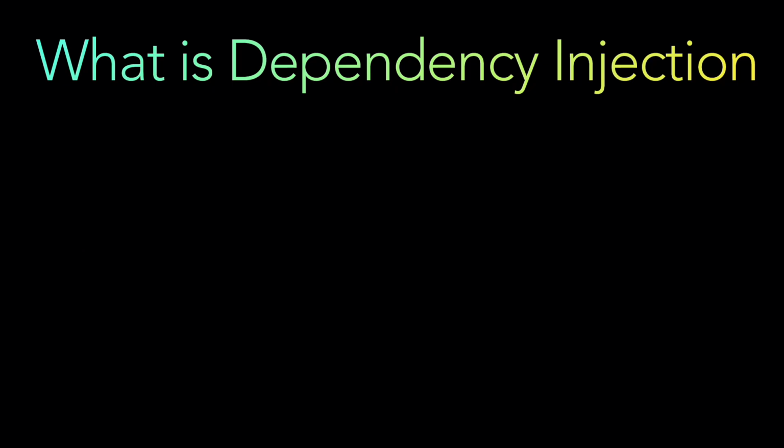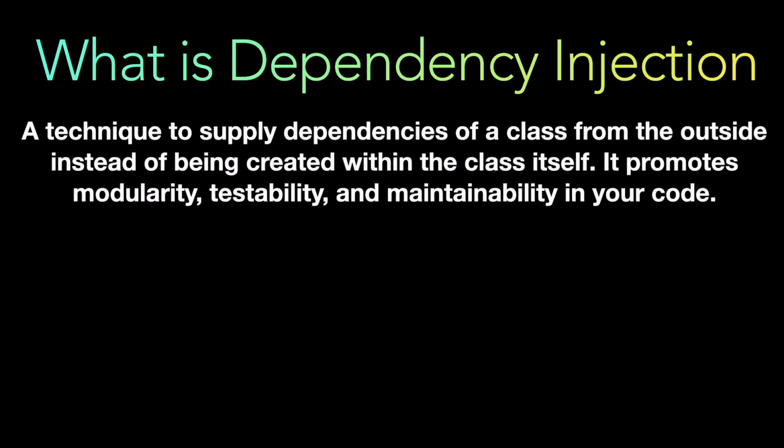What is dependency injection? Dependency injection is a design pattern where the dependencies of a class are injected from the outside rather than being created within the class itself. So you might be wondering, why bother with dependency injection? Well, it brings several advantages, for example, improved modularity, testability, and maintainability.